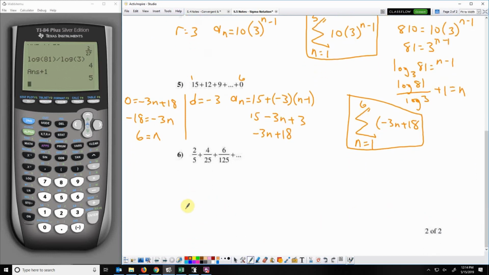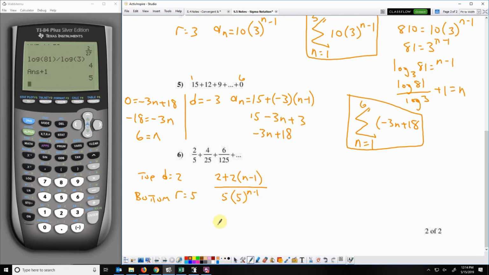And last, number 6, it looks like in the numerator we are adding 2. So on top, I've got a difference of 2, and on the bottom we're multiplying by 5. So on bottom, r equals 5. So I'm going to have 2 separate expressions again. So on top, I've got first term plus the common difference times n minus 1. And on bottom, I've got the first term times the common ratio to the n minus 1 power.